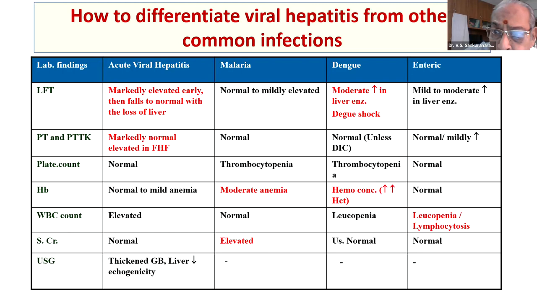In malaria, endemic area, fever with chills, and of course, moderate anemia and mild thrombocytopenia. In dengue, which is spoken of everywhere as the topic of the day, there is a moderate rise in liver enzymes; dengue shock has very high liver enzymes, thrombocytopenia, but the clue is always a high hemoglobin level, indicating hemoconcentration. In enteric fever, you get leukopenia and lymphocytosis in these people. And the spleen may be palpable.